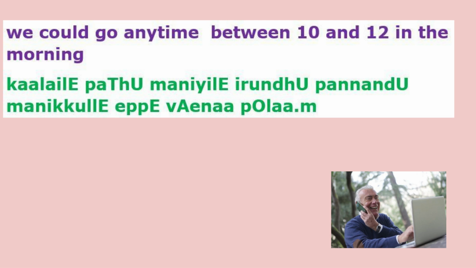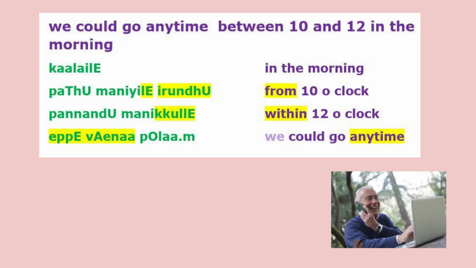Imagine the person saying to somebody, we could go anytime between 10 and 12 in the morning. காலையில் means in the morning. 10 மணியில் இருந்து from 10 o'clock, 12 மணிக்குள்ள, that is within 12. So it's from 10 to 12. That's the time. எப்போ வேணால் போகலாம், any time we could go. காலையில் 10 மணிலேருந்து 12 மணிக்குள்ளே எப்போ வேணால் போகலாம்.